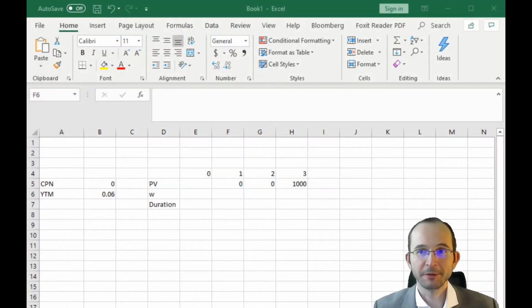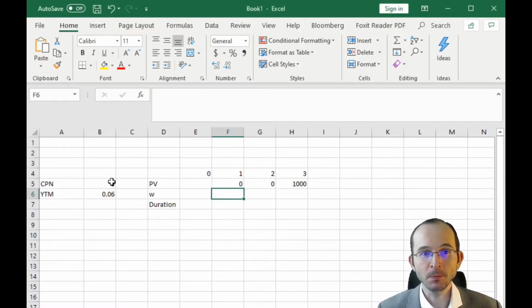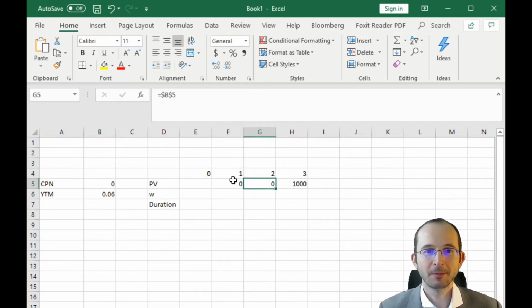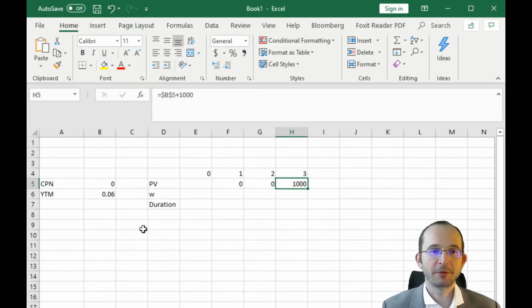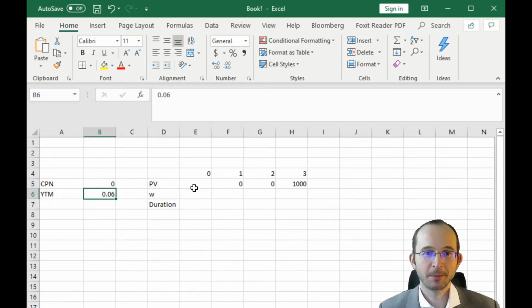Alright, so let's model a few useful facts about duration. First of all, what is the duration of a zero coupon bond? So for now, let's set the coupon placeholder to 0. Let's say we've got a 3-year bond that gets the coupon in years 1 and 2, and in year 3 gets the coupon plus principal. But if the coupon is 0, this is a zero coupon bond. And let's say the yield to maturity is 6%.